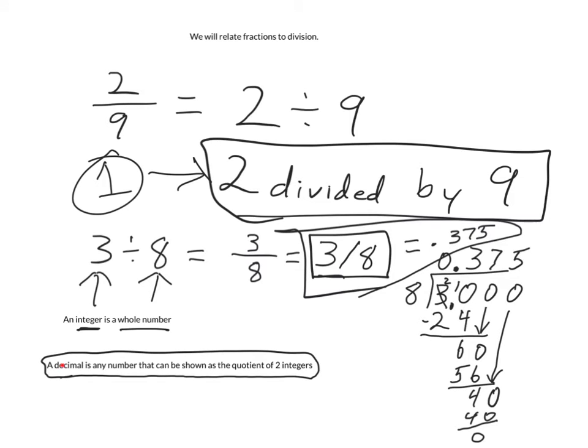So just remember, a decimal is any number that can be shown as a quotient of two integers. So now you have the answers for 3 problems. 2 divided by 9, which you'll write this way, 3/8. And then for one of the multiple choices, it says it's going to be a decimal, because a decimal is any number that can be shown as a quotient of two integers. I hope this video was helpful, and good luck.